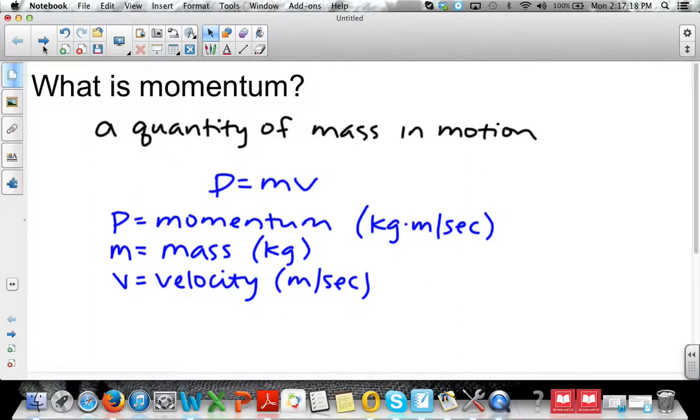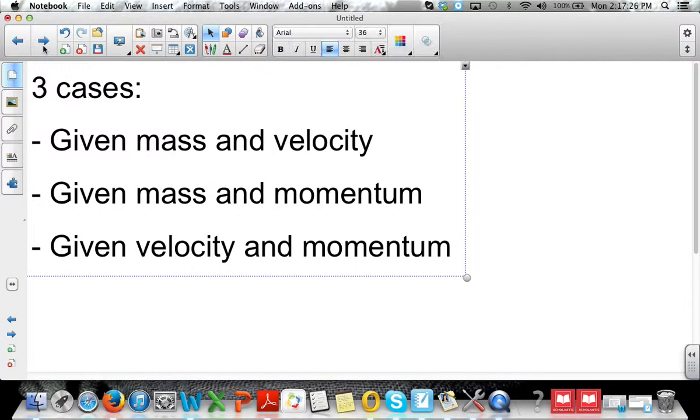So that's the formula and the variables. Now I'm going to go over how to solve problems with basic momentum. First, we have three cases. If I gave you mass and velocity, you would solve for momentum. If I gave you mass and momentum, you would solve for velocity. Or if I gave you velocity and momentum, you could solve for mass. So I'm going to go through each of these three cases.